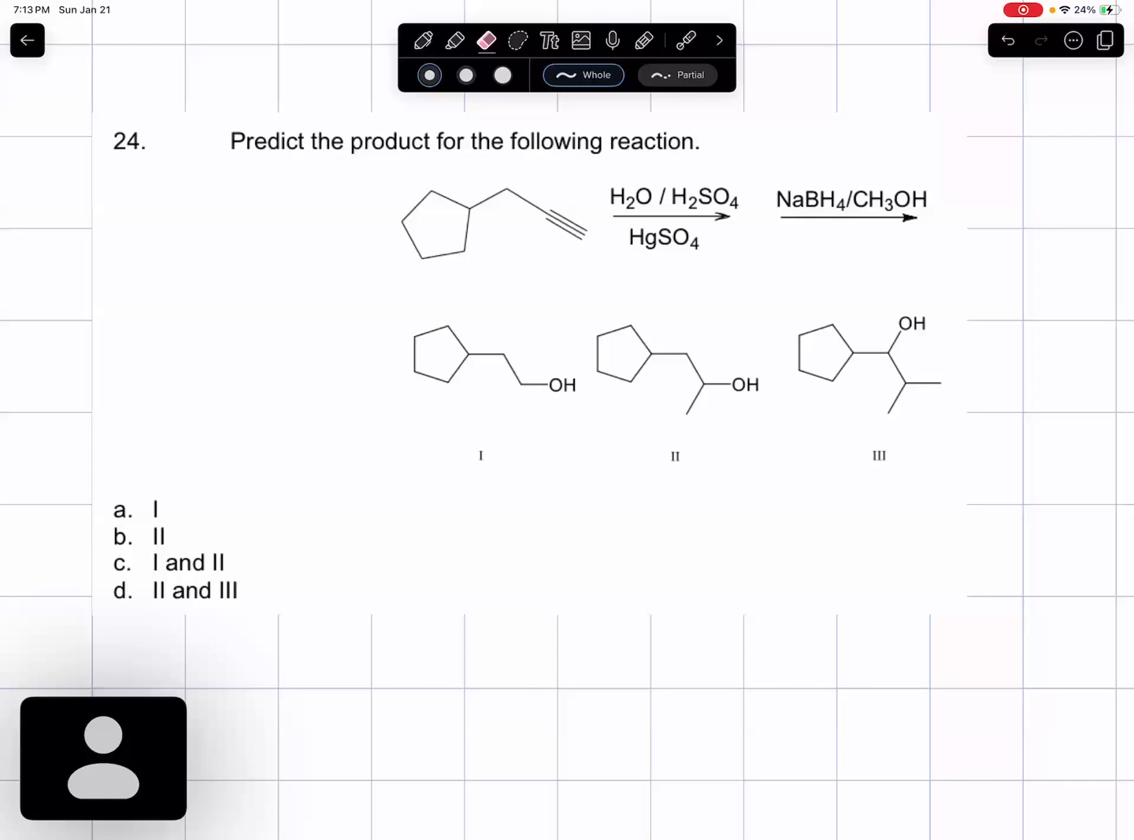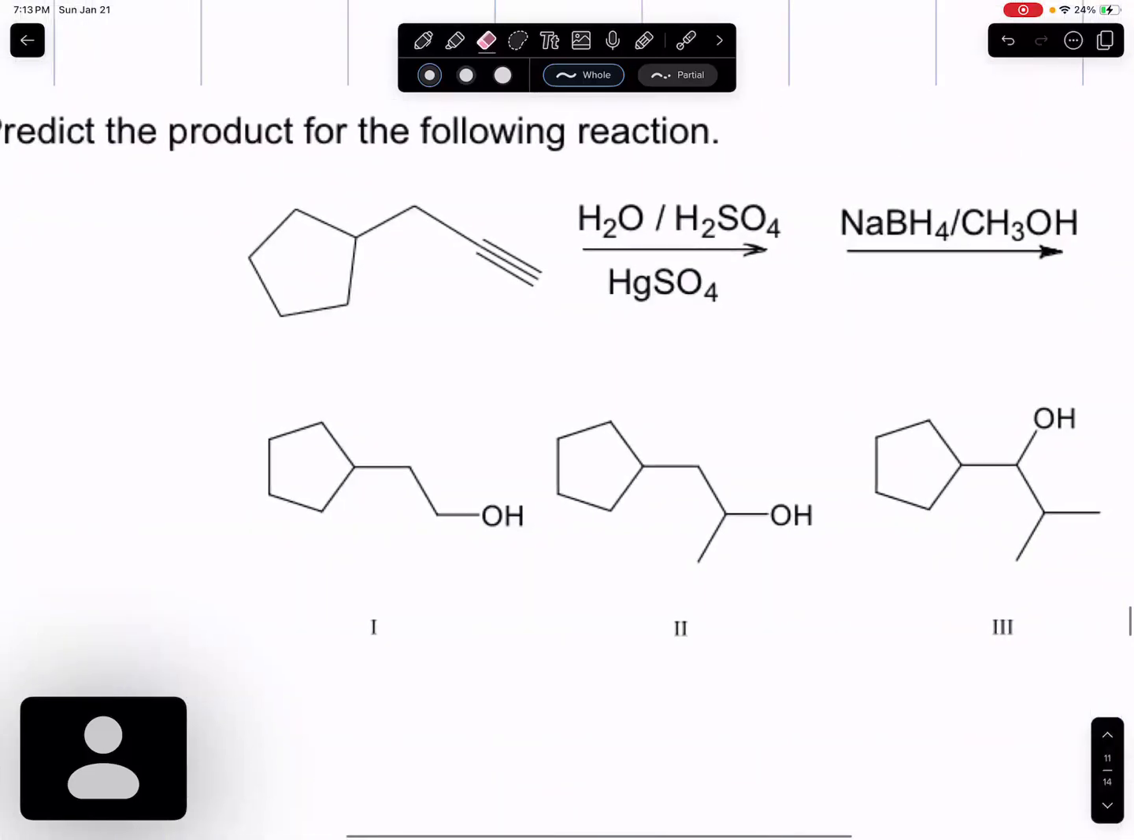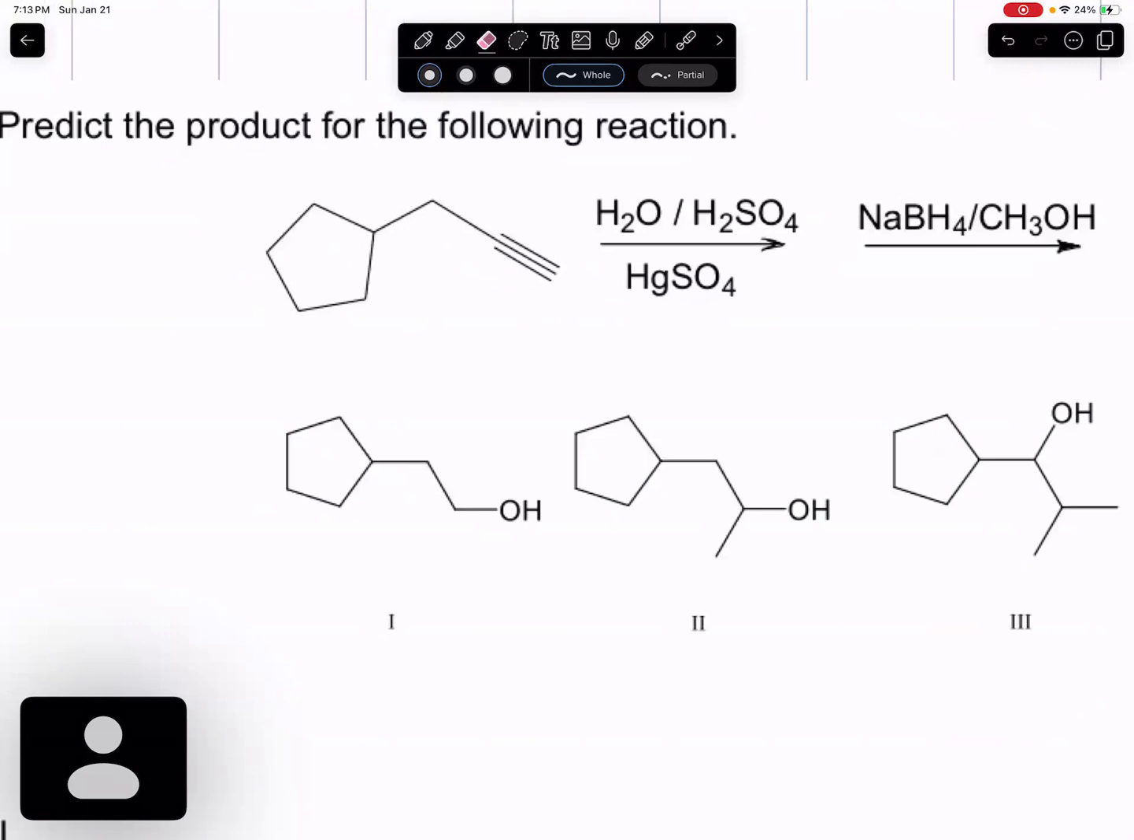Acid catalyzed hydration. Yes, what do we call this? Oxymercuration, demercuration. It's like the same thing, right? And what does this have a preference for? The internal or external position? Is it here or is it here?